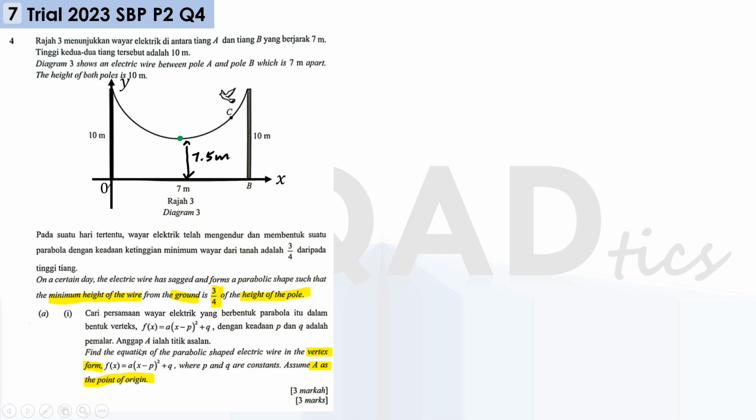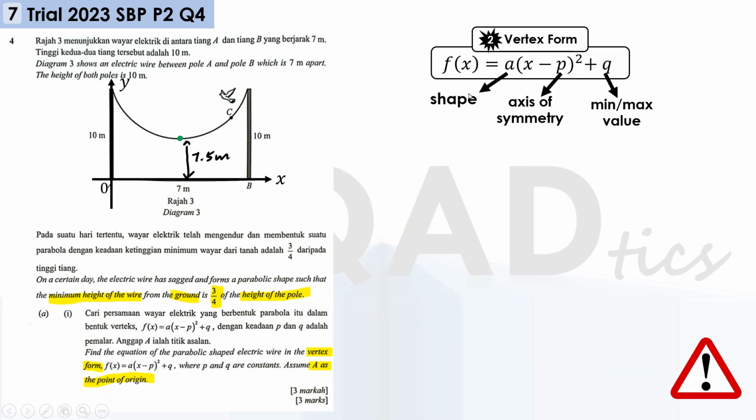To find the equation in the vertex form, we need to know the values of a, p, and q, alright? Three things. Recall that the value of a represents the shape, p represents the axis of symmetry, and q represents the minimum or maximum value. And if we combine the values of p and q to form a coordinate, this coordinate is the minimum or maximum point's coordinate.